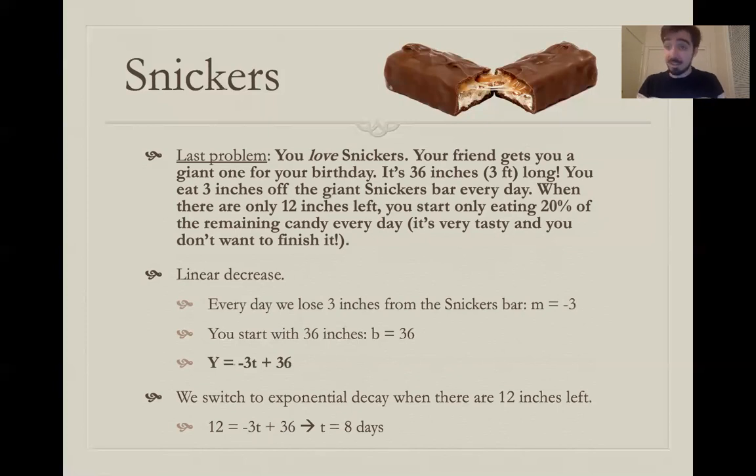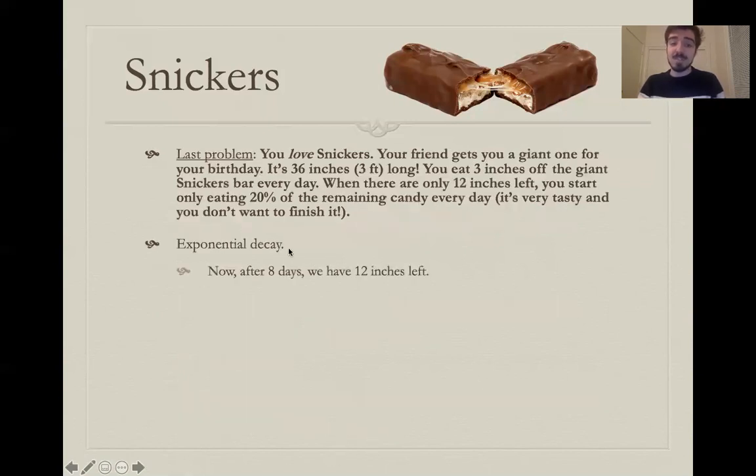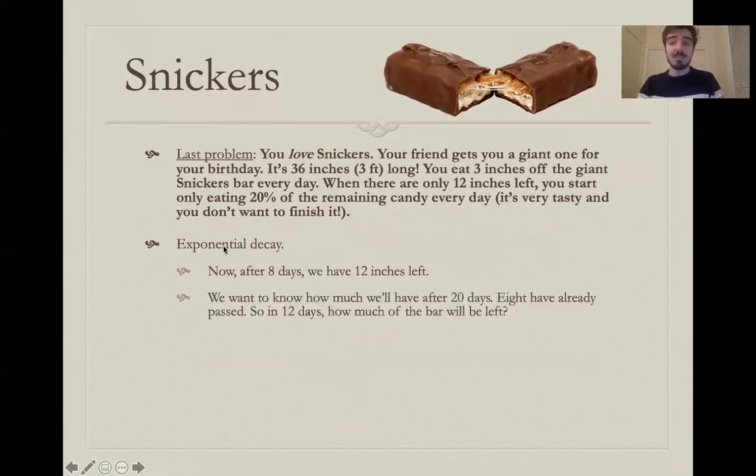And of course, that is the start of our exponential decay after that. So let's say this first phase lasted 8 days. We spent 8 days munching on this linearly, and then when we got to 12 inches left, I need to figure out what about the remainder of the 20 days. We've spent 8 already. Now I'm going to be chomping on the Snickers bar in an exponential decay fashion for 12 days, because it was 20 days, I've spent 8 already, and there's 12 left.